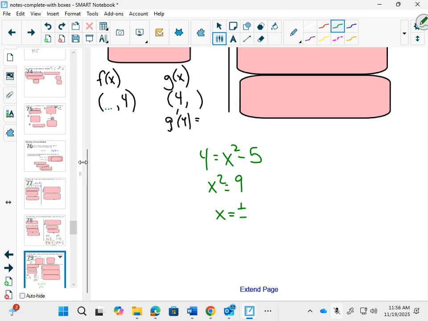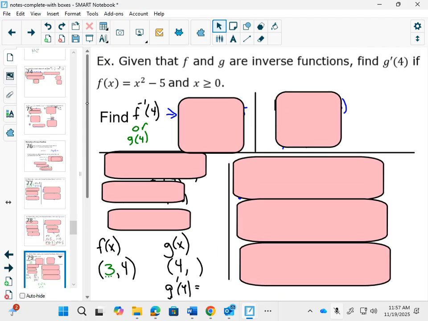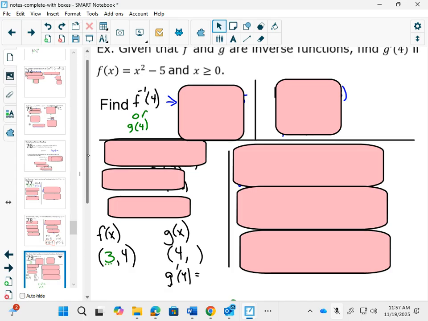Is there any restriction that it has to be one or the other? Which one does it have to be? Positive 3. Yes, x has to be bigger than or equal to 0. So we know that it's 3.